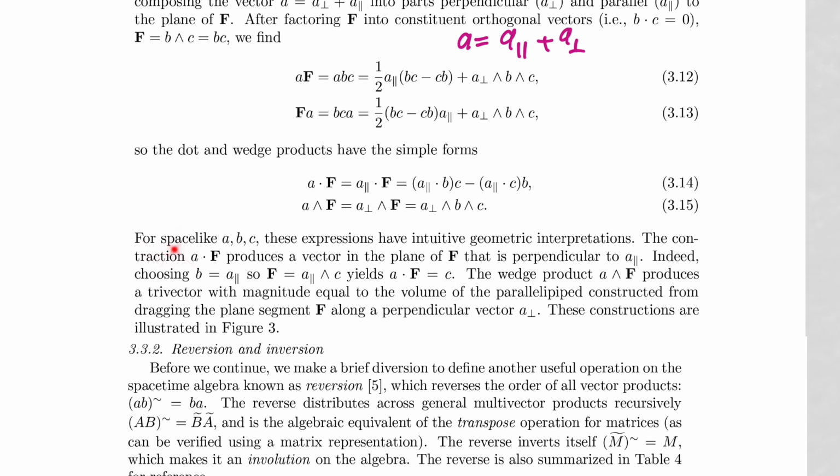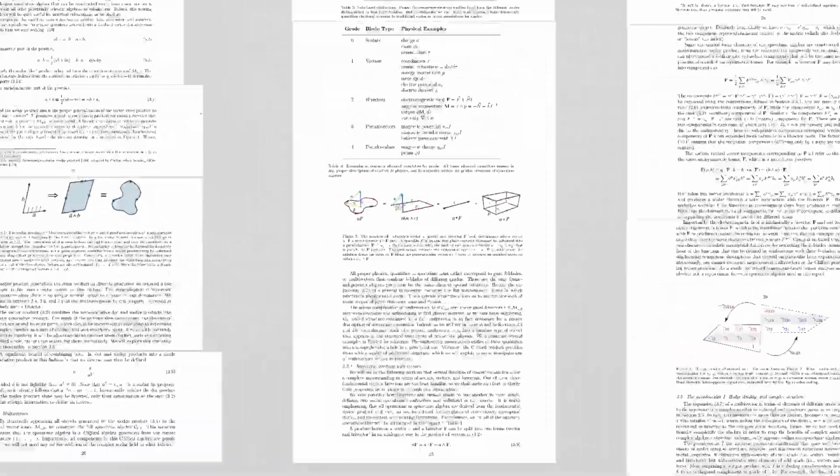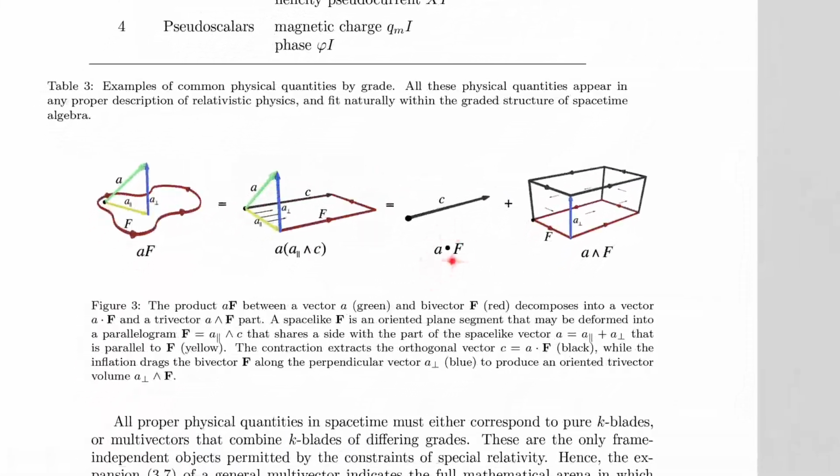And what do they say? They say for space like A, B, and C, these expressions have intuitive geometric interpretations. The contraction produces a vector in the plane of F that is perpendicular to A parallel. And indeed, choosing B equals A parallel, so that F equals A parallel C, which is that C vector we were talking about, yields A dot F equals C. That's all from this picture we studied here. A dot F is C.